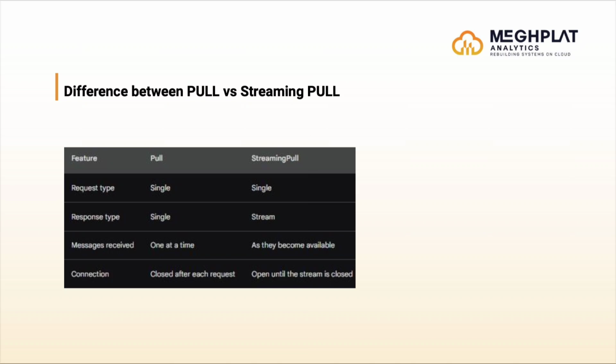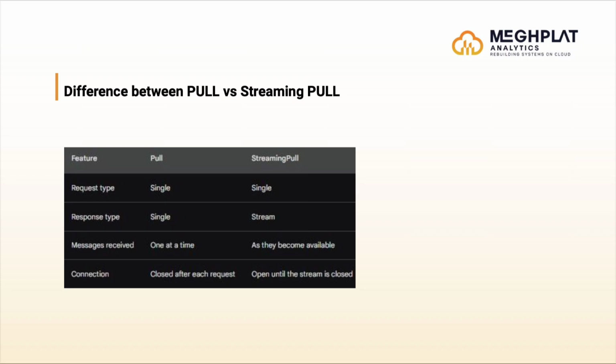Now if we take a reference from the table you can see on your screen, pull and streaming pull both take a single request from the subscriber, but there is a difference when it gives a response back. Pull always takes a single request and sends a single response, whereas streaming pull is like a trigger: whenever a subscriber sends a request, it triggers and starts sending a stream of messages, whatever it has, right?